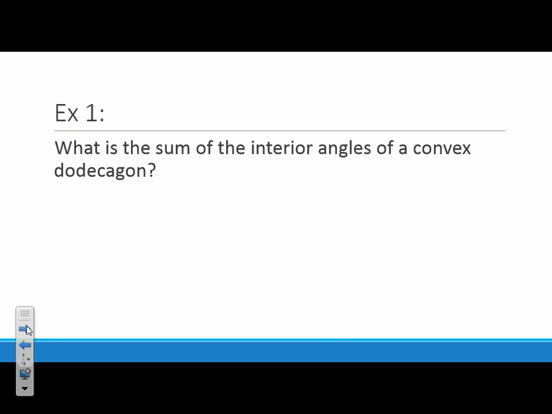So let's take a look at this problem. Get this one in your notes. What is the sum of the interior angles of a convex dodecagon? So what is the total of the inside angles of a convex dodecagon? So how many sides does a dodecagon have? That has 12 sides.